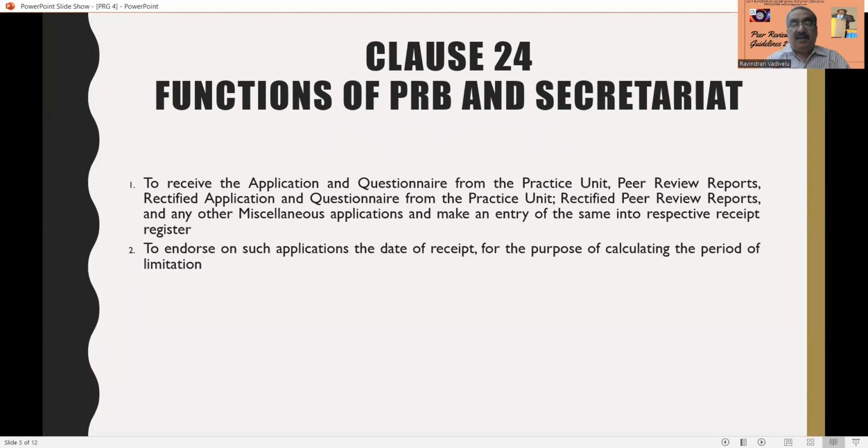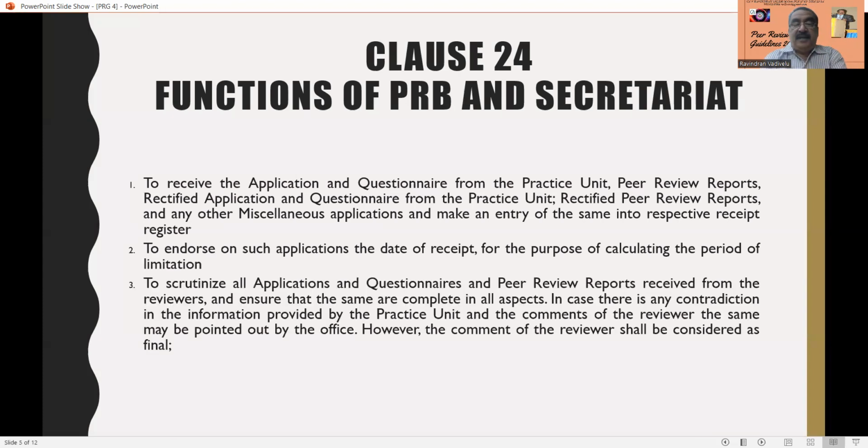For that, the secretariat has to maintain a receipt register to endorse on all such applications the date of receipt, for the purpose of calculating the period of limitation, because everything depends on the receipt of the application. So the seal has to be affixed and they have to mention the date of receipt of the application. Then the secretary of the board has to scrutinize all applications, questionnaires, and peer review reports received from the reviewers and ensure that the same are complete in all aspects.